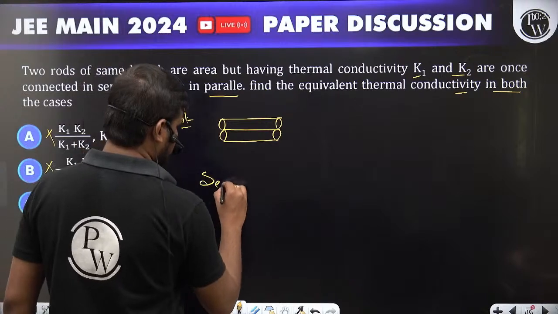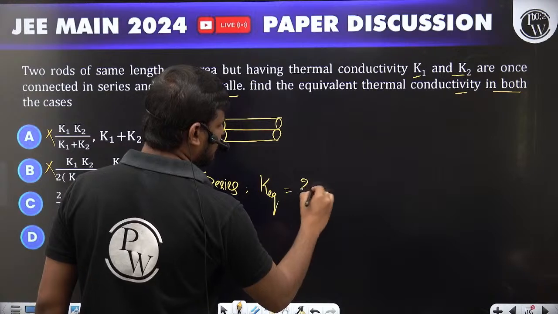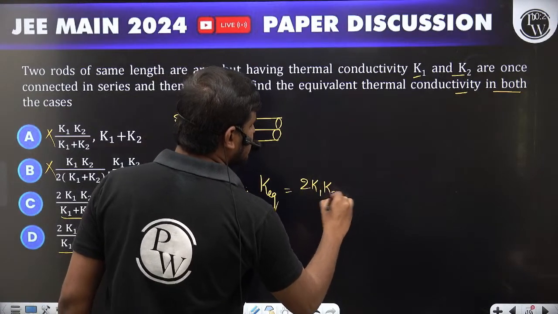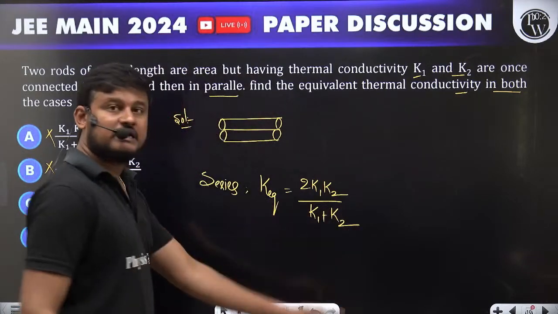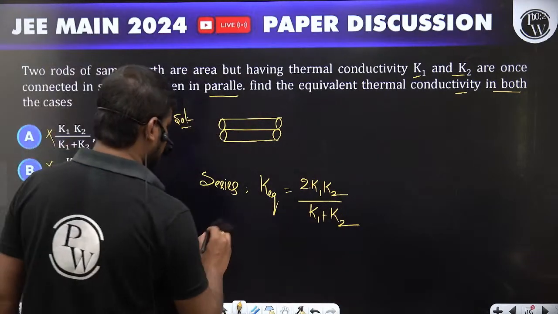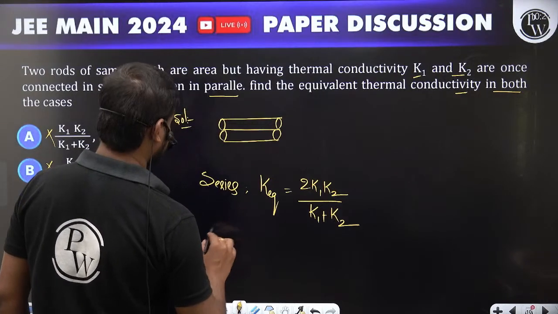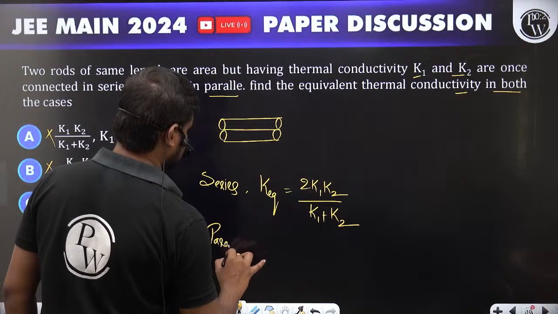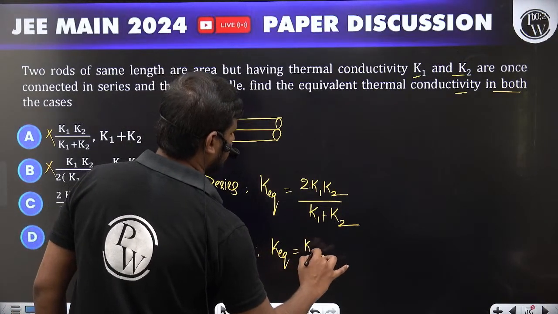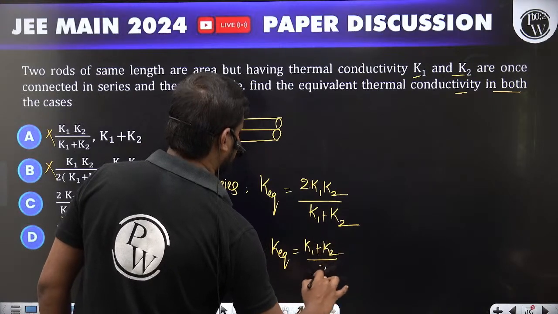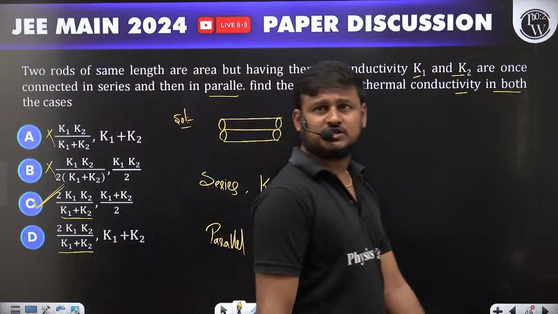In the case of series, the K equivalent, here I am not going for the derivation because this is an easy part where you can directly remember the formulas, right? Then next we have the parallel case, K1 plus K2 by 2. So then I could see option C. Direct question.